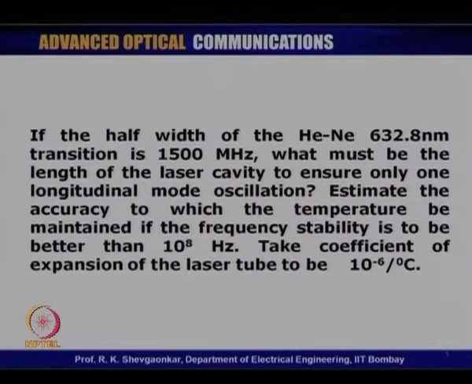The problem here is: if the half width of the helium neon laser, which corresponds to a transition of 632.8 nanometer, has a bandwidth of 1500 megahertz, what must be the length of the laser cavity to ensure only one longitudinal mode oscillation? Estimate the accuracy to which the temperature must be maintained if the frequency stability is to be better than 10 to the power 8 hertz. Take the coefficient of expansion of the laser tube to be 10 to the power minus 6 per degree centigrade.